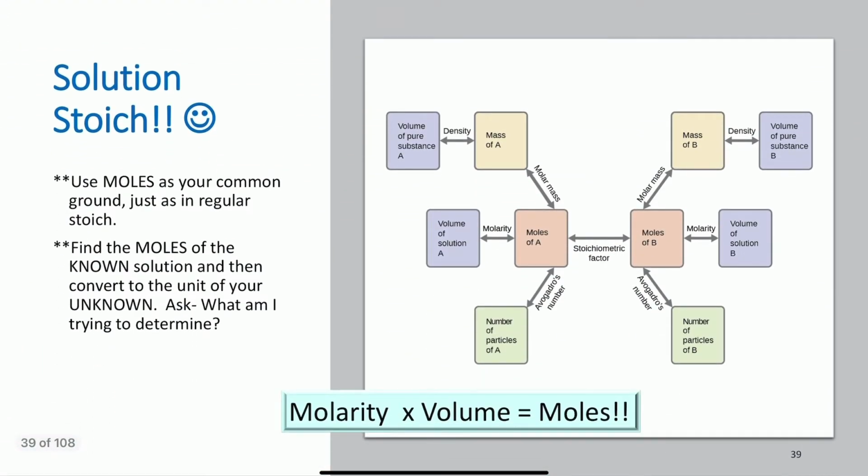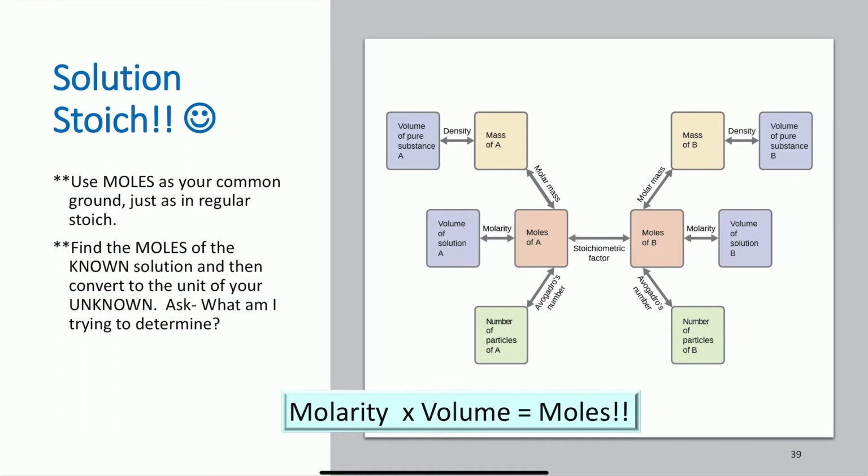So solution stoich as a whole is just using moles as your common ground, just like you do with regular stoich. Find the moles of your known solution, and then you convert to the unit of your unknown. Ask yourself, what am I trying to determine? How can I get there? I really like this graphic. I don't remember where I got it. If it's your book or the internet, doesn't matter. Biggest thing to note is that, as always, we're converting between moles and moles.